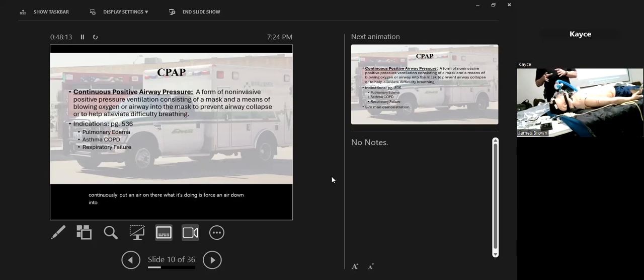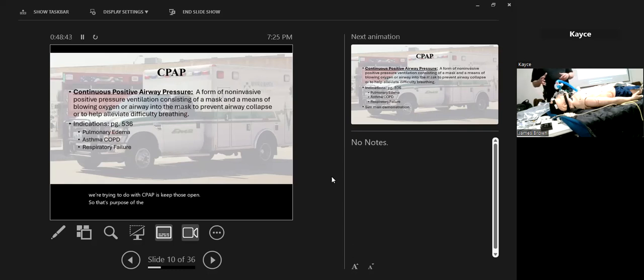and it's keeping the alveoli open. What happens with emphysema patients, COPD patients, is the surfactant in their lungs can actually be worn down to where as they breathe out, those alveoli collapse and they stick together and they no longer open up. And so what we're trying to do with CPAP is keep those open. So that's the purpose of the CPAP.